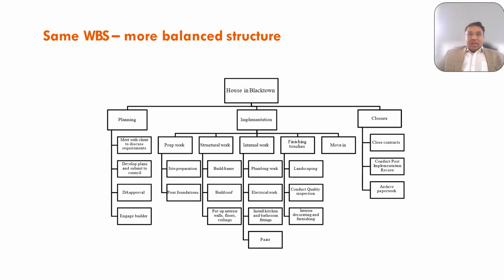The revised WBS uses subcategories. If you look in more detail at different levels, you have subcategories within the implementation phase. For example, focus on the implementation phase to enhance clarity and manageability of work activities. It introduced categories like prep work, which is preparation work, structural work, internal work, and finishing touches, grouping related activities together while maintaining control and accountability.